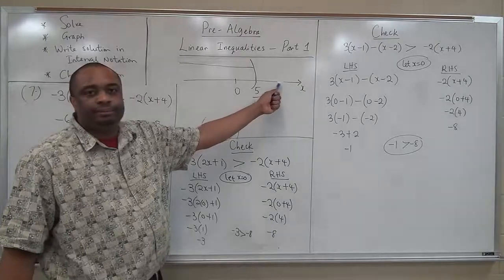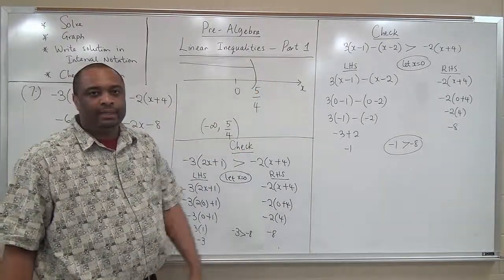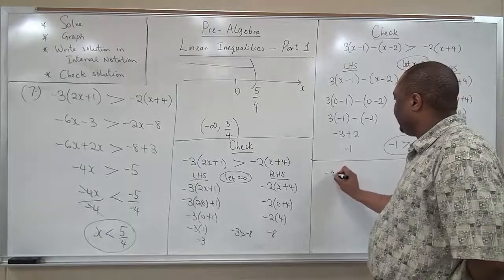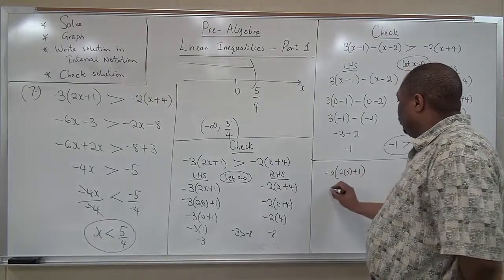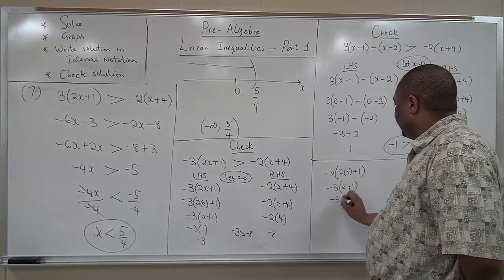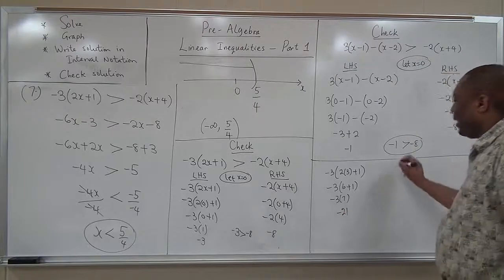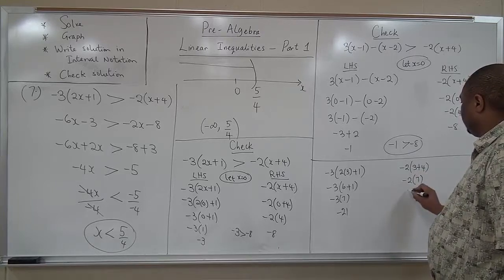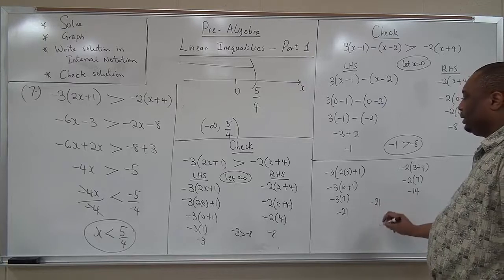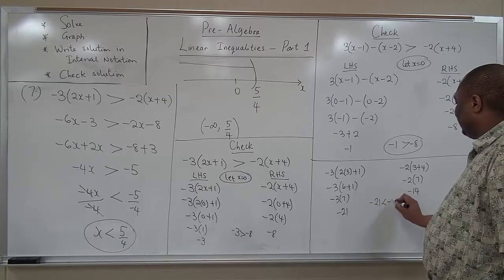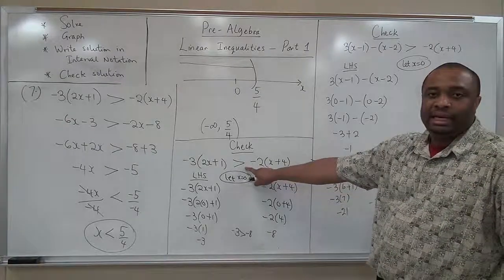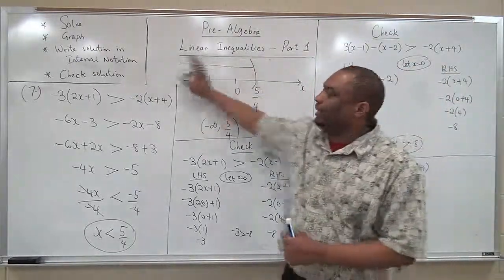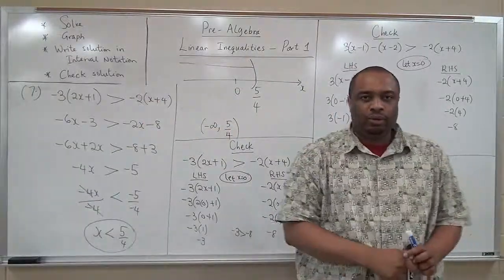If we decide to pick something outside, let's say we decide to pick 3. If we pick 3, the left-hand side will be negative 3 times 2 times 3 plus 1, which is negative 3 times 6 plus 1, negative 3 times 7, which is negative 21. The right-hand side will be negative 2 times 3 plus 4, which is negative 2 times 7, which is negative 14. You see that negative 21 is less than negative 14. Negative 21 is not greater than negative 14. So that's why any number we pick in the shaded region satisfies the inequality.